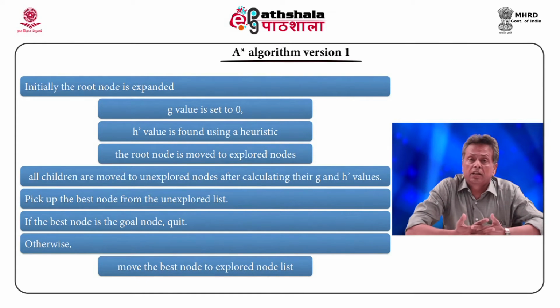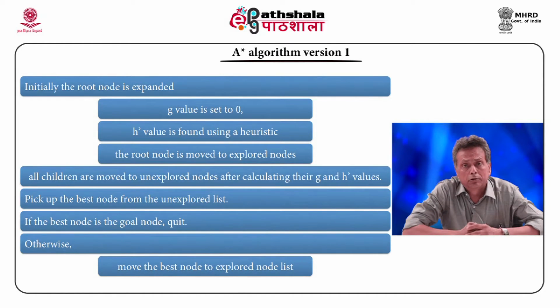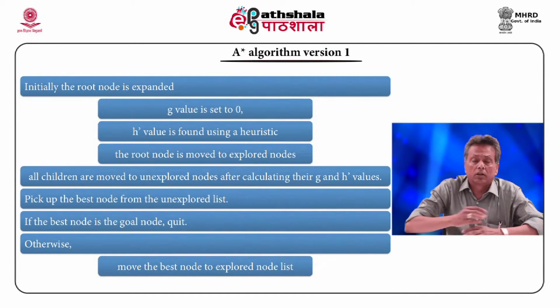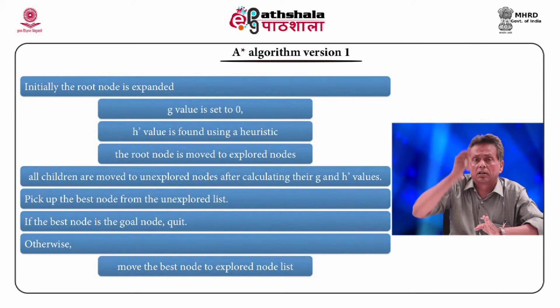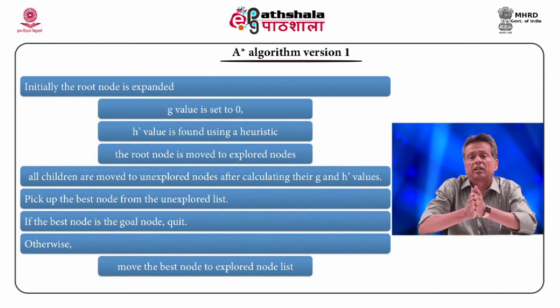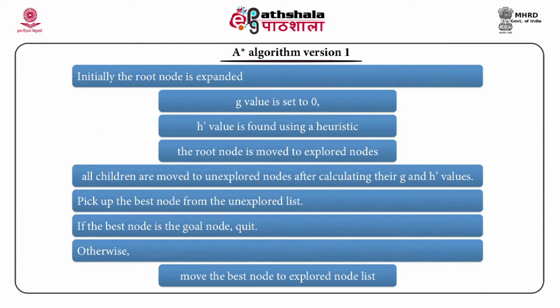Anytime you find that the node you are exploring is the goal node, you have got the solution and you quit. Otherwise, find the best node and explore it. It is thus the same process. Find out S dash using the heuristic, you already have the G value, add them, calculate the promise the node is giving you, and choose the best node.